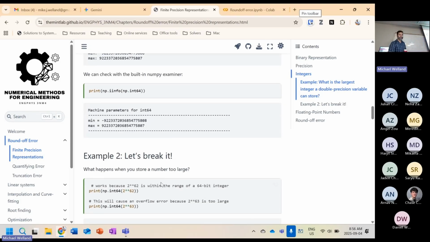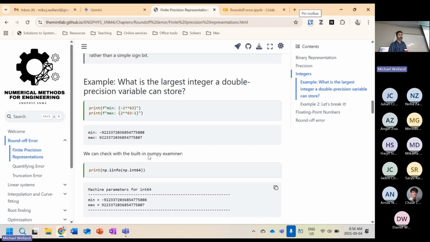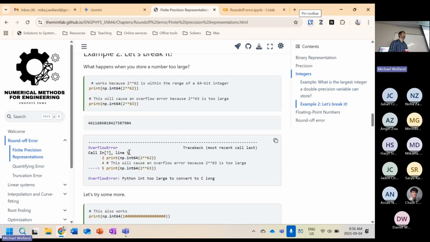So if you try to print this number, a 64-bit integer, double precision integer, 2 to the power of 62, that's fine. But 2 to the power of 63, not 2 to the power of 63 minus 1, but actually 2 to the power of 63, you're going to get an overflow error. And then you're going to see some gobbledygook that says it needs to convert to C long.